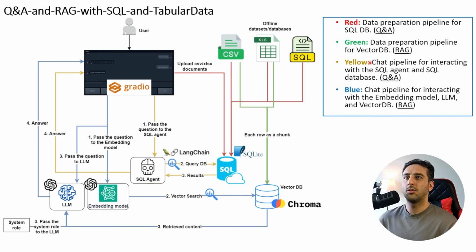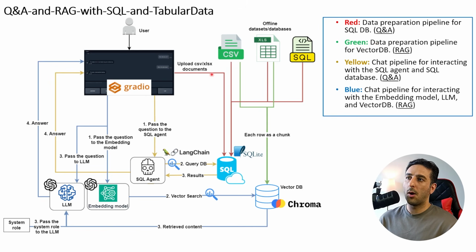And as you can see, I provided the description on the top here. So the red lines are the data preparation pipeline for SQL database, which allows us to perform Q&A. As you can see, our chatbot is interacting with a SQL database or with a vector database. So to create the SQL database, I can convert a SQL database, Excel file, or CSV files into a SQL database, which is the red line.